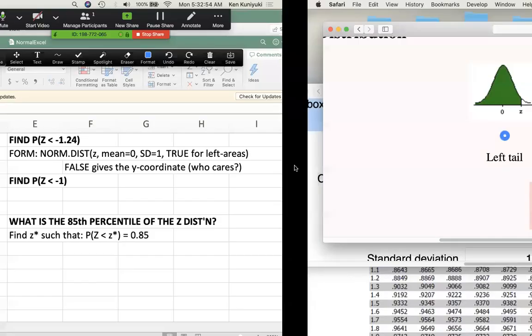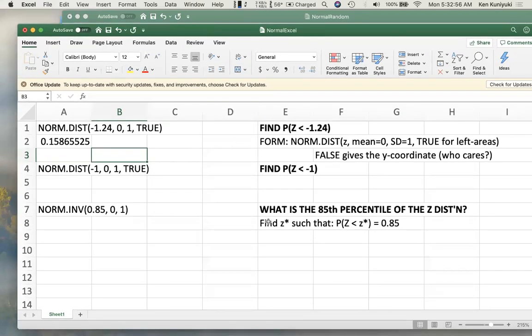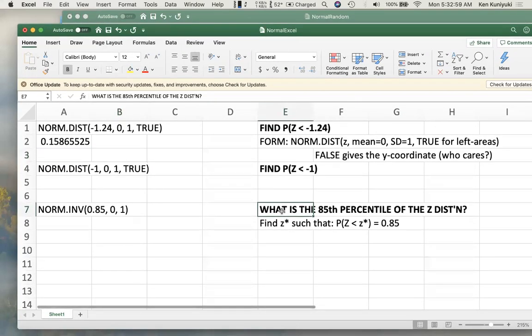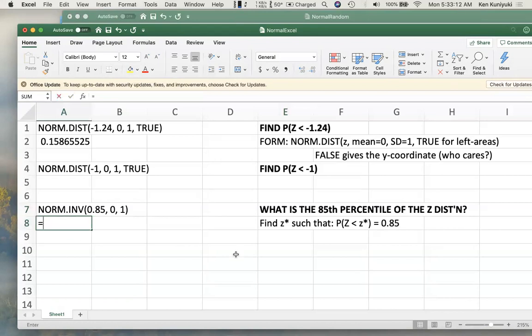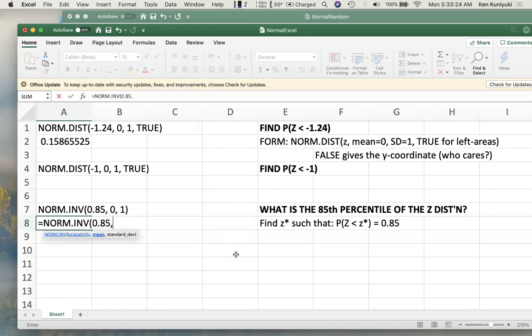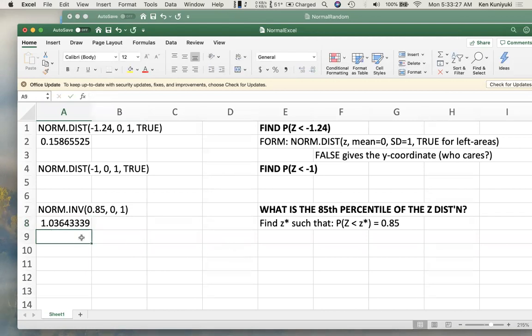Okay. On Excel, what is the 85th percentile of the z distribution? In other words, find the z-score, z star, such that the probability that a random standard normal z is less than that z star score is about 0.85. It equals norm.inv, it's the inverse problem. Given a probability, find the z-score. Given the left tail or cumulative probability, find the z-score. So 0.85, comma, we want a standard normal. Okay, wow, to many decimal places, it rounds off to about 1.04.